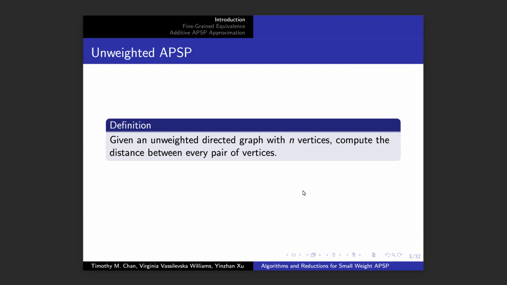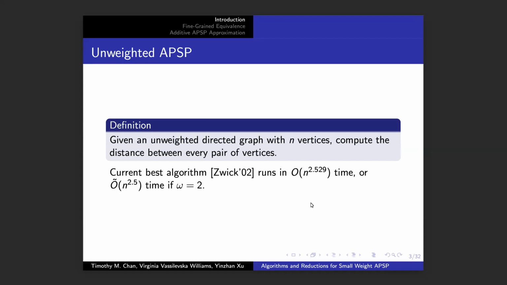As a key problem in our study, the unweighted APSP problem is a very important problem in the study of graph algorithms. In this problem, we are given an unweighted directed graph with n vertices, and we need to compute the distance between every pair of vertices. The current best algorithm by Zwick runs in O(n^2.529) time. The runtime becomes O~(n^2.5) if omega, the square matrix multiplication exponent, is 2.